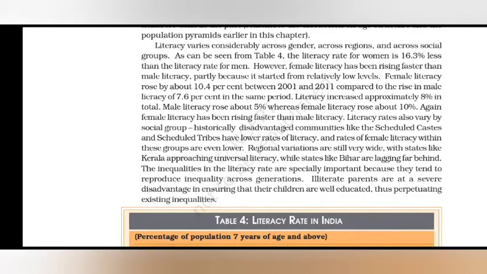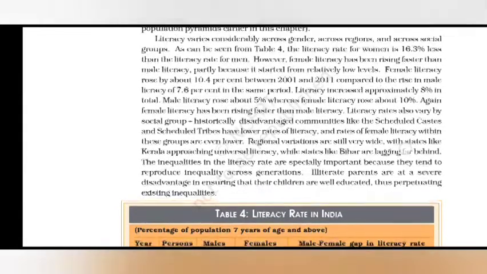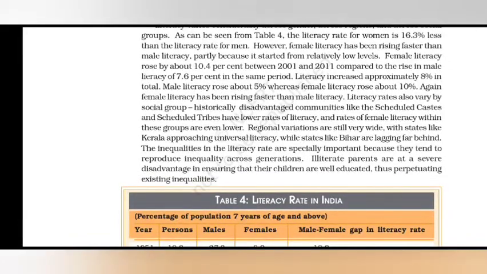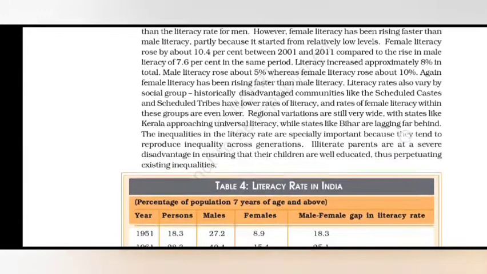The literacy rate for women is 16.3% less than the literacy rate for men. However, female literacy has been rising faster than male literacy, partly because it started from relatively low levels. Female literacy rose about 10.4% between 2001 and 2011, compared to the rise in male literacy of 7.6% in the same period. Literacy increased approximately 8% in total. Male literacy rose about 5%, whereas female literacy rose about 10%. Again, female literacy has been rising faster than male literacy.